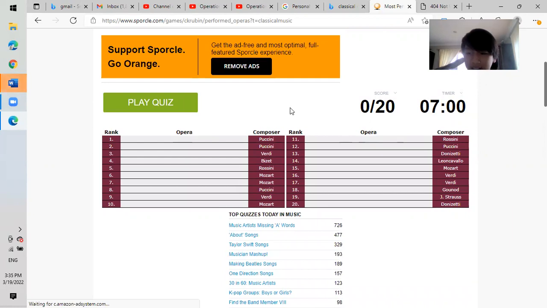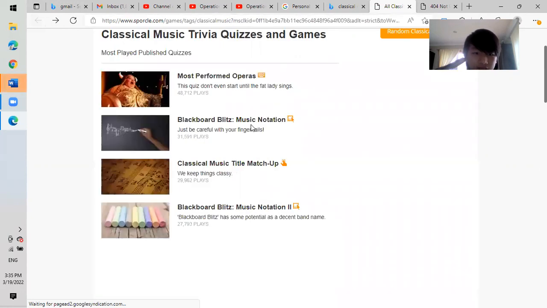Oh, okay. I don't think I can do this one though. No, I'm not good at operas. I'm gonna go so bad for this one. Oh, so I'm not gonna do this one. Let's do this one, this second one. Music notation tune.